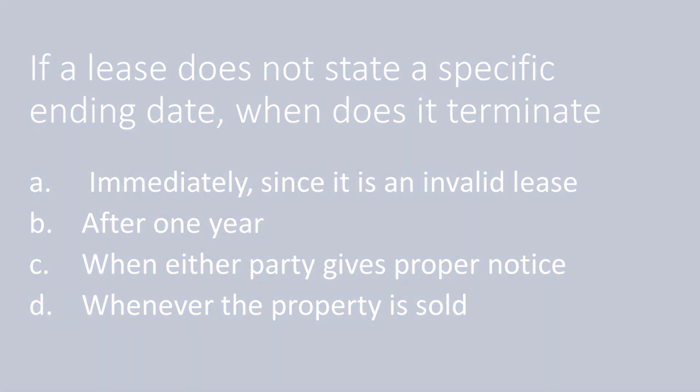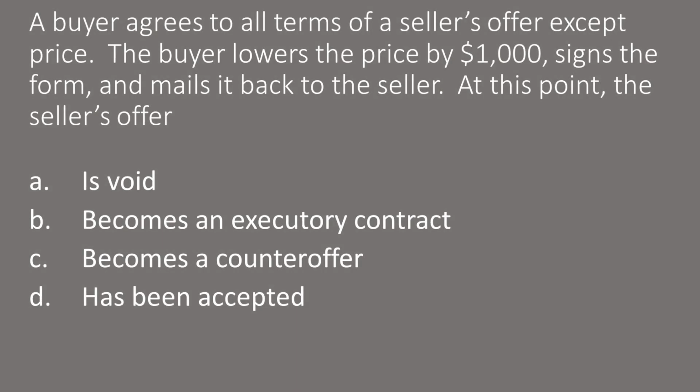Question number 8. A buyer agrees to all terms of a seller's offer except price. The buyer lowers the price by $1,000, signs the form, and mails it back to the seller. At this point, the seller's offer A. is void. B. becomes an executory contract. C. becomes a counteroffer. Or D. has been accepted.